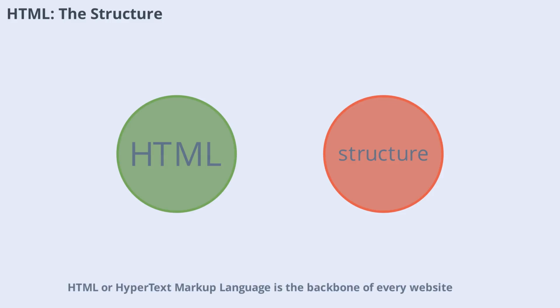HTML, or Hypertext Markup Language, is the backbone of every website. It provides the structure and organizes content into headings, paragraphs, lists, images, and links. Think of HTML as the skeleton of a web page. It tells the browser what each part of the page is and how it should be displayed. Learning HTML is the first step for anyone interested in web development, as it forms the foundation upon which everything else is built. In the next scenes, we'll look at how HTML works and why it's so important.